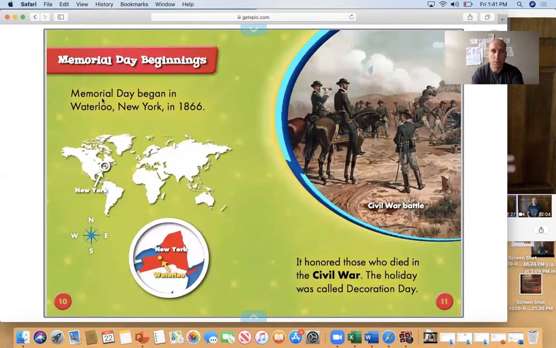Memorial Day beginnings. Memorial Day began in Waterloo, New York in 1866. And it honored those who died in the Civil War. The holiday was called Decoration Day. And here is a picture of the Civil War battle, boys and girls. And then down here, it shows a picture of New York and Waterloo right here. So this is where Memorial Day began. And it wasn't called Memorial Day at first. It was called, interesting fact, Decoration Day. I'm always paying attention to those interesting facts. So Memorial Day was first Decoration Day, and it started in Waterloo, New York. Almost near us, a couple hours away. We live, boys and girls, right here in Olean, New York.